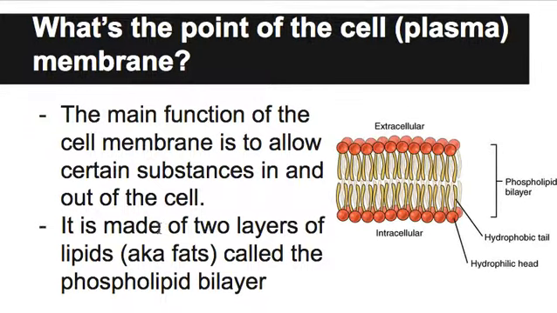So it's made of two layers of lipids, which are also known as fats, called the phospholipid bilayer. We have a layer of fats on the bottom, a layer of fats on the top, and that actually goes all the way around a cell. We put those two together and it's called a phospholipid bilayer. The main thing you need to know is that they're made out of fats. When we say lipids in biology, we're actually talking about fats. So these little heads here are fat.